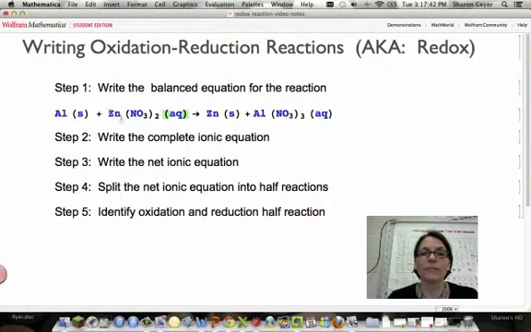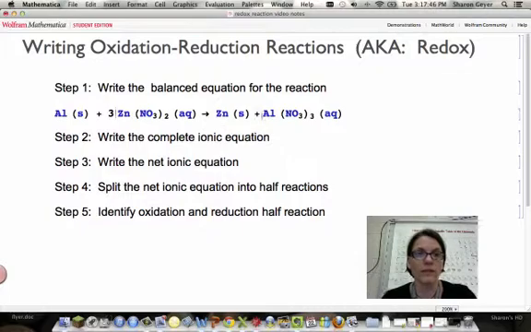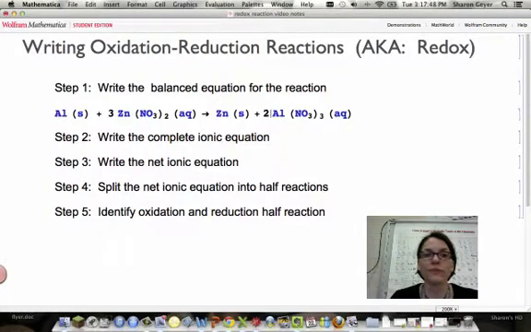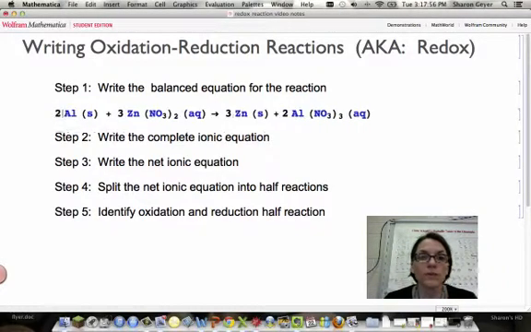Okay, so here is our equation. We just need to balance it. So we've got a 3-2 combination here. So I'm going to put a 3 in front of the zinc nitrate and a 2 in front of the aluminum nitrate. And that gives me 6 of the nitrate groups on both sides. Now I need to put a 3 in front of the Zn and a 2 in front of the Al. So step 1 is complete.